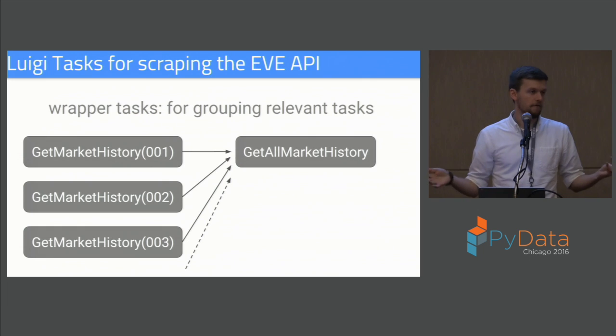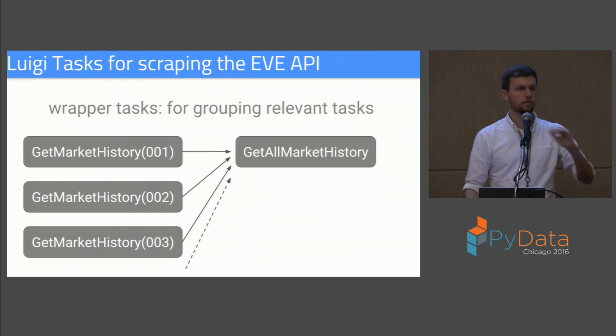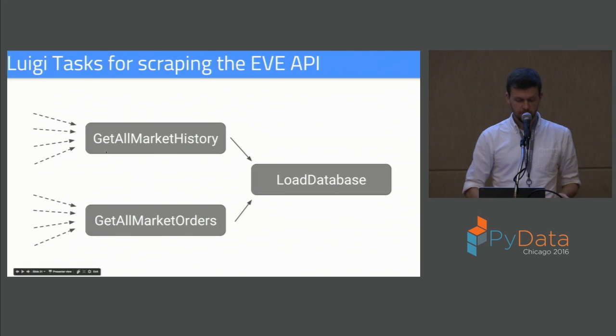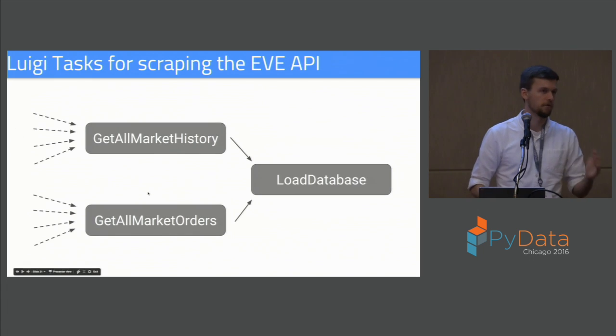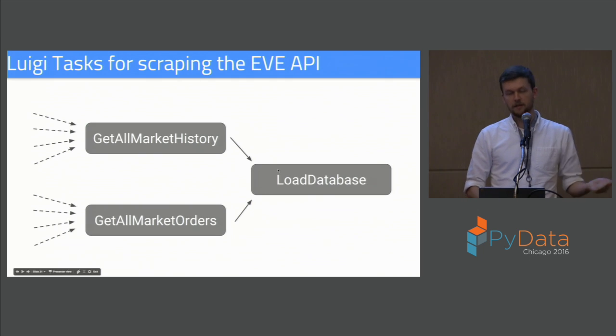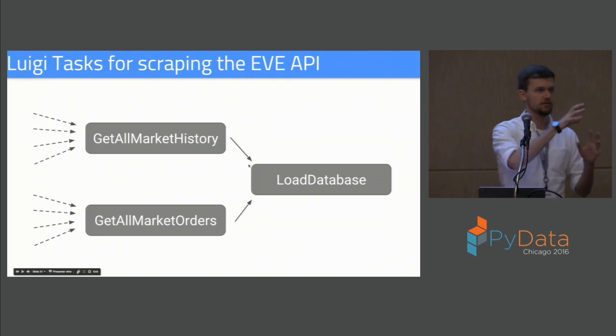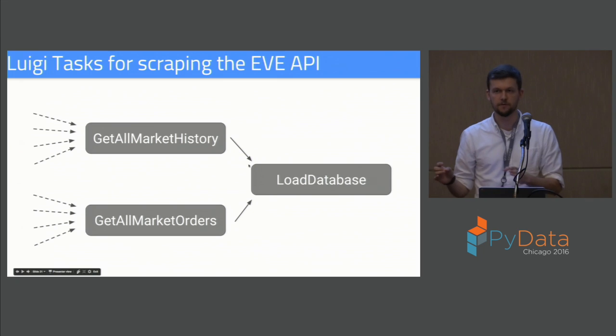So that's kind of all it takes to do this API consumption for the market history, and you can do exactly the same thing for the market orders, the current market order snapshot. So we have one for market history, we have one for the orders. We can do another task down the line that consumes all those text files and spits them into a database.